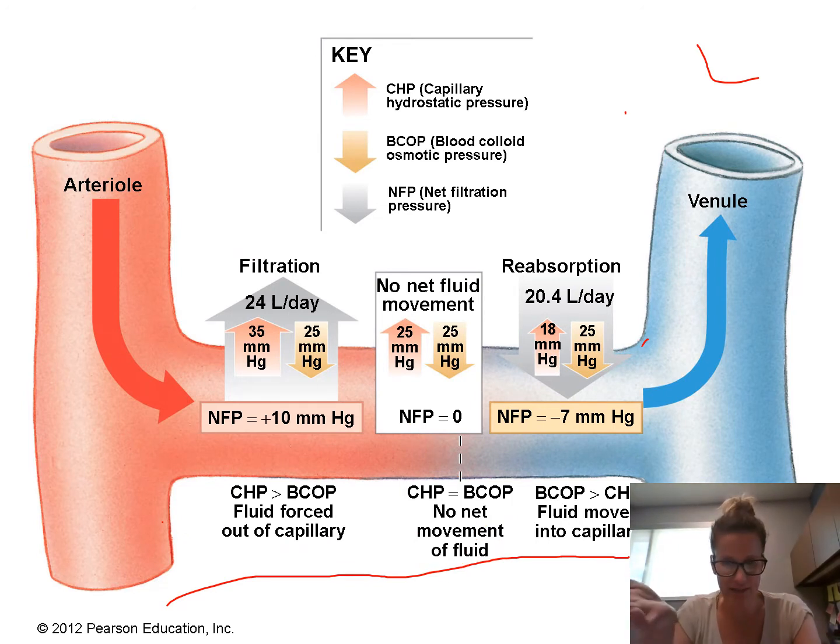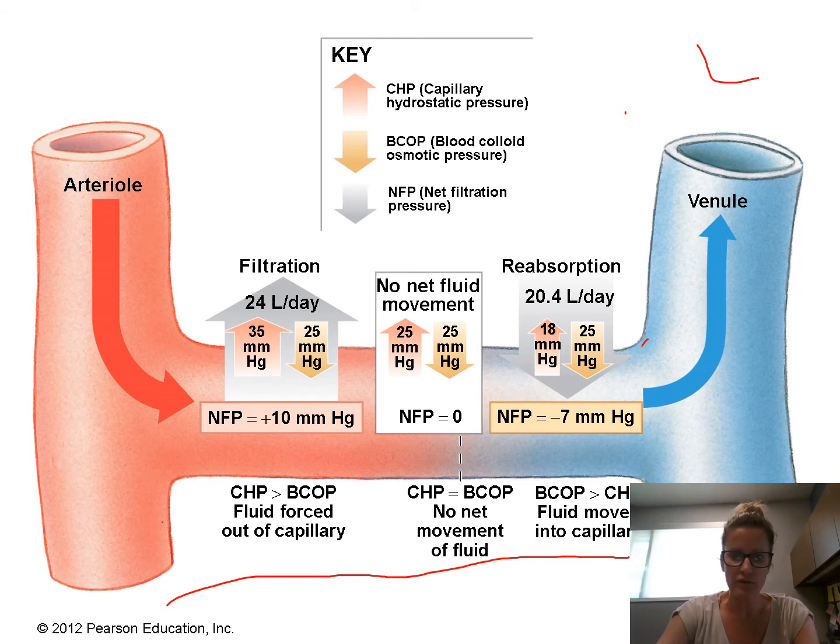So what happens to that fluid? It does not just stay in our interstitial fluid. Again, it enters lymphatic circulation. When you look in the body, we have blood vessels running all throughout our body. We also have lymphatic vessels. This is another set of vessels. They don't have blood running through them, they have lymph running through them.